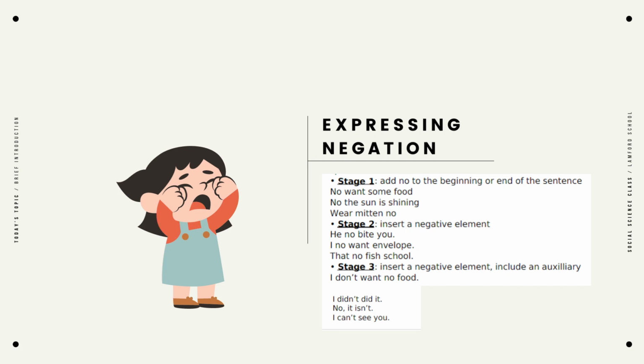Here are a few examples. First, the child starts off by adding no to the beginning or end of the sentence when they want to deny something, like, no wants some food. No, the sun is shining. Wear mitten, no. And in the second stage, they insert a negative element. He no bite you. I no want envelope. That no fish school. So it's becoming more complex. In the last stage, they insert a negative element and include an auxiliary. I don't want no food. I did it. No, it isn't. I can't see you. So as you can see, the development is interesting and it's becoming more of a complete thought.